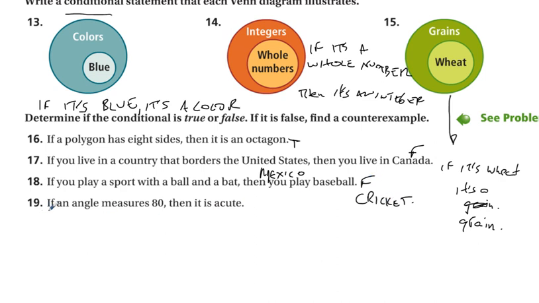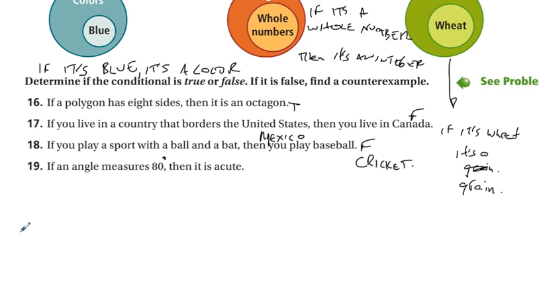And finally, the last one is, if an angle measures 80 degrees, they're missing that there. If an angle measures 80 degrees, then it is acute. The definition of an acute angle is an angle that is between 0 and 90 degrees, excluding 0 and excluding 90 degrees. So this is absolutely true.